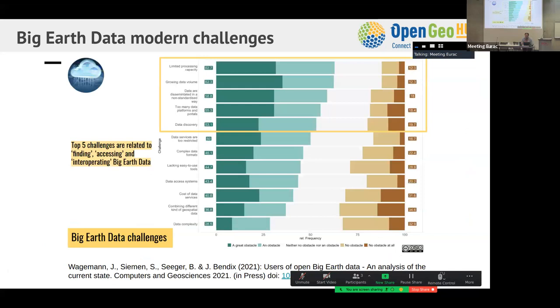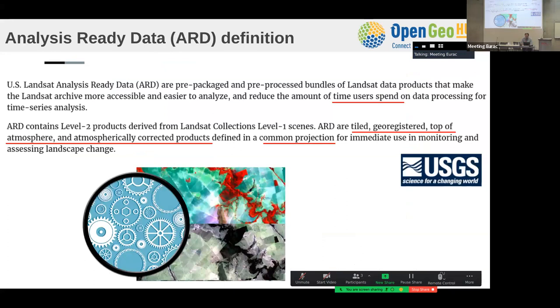So that's something we would like to also do with the OpenLandMap. The other thing in OpenLandMap we're very interested in is, if you remember the talk by Julia Wagemann on the first day, there are these top five problems of the modern challenges of bigger data. And one of them is too many data platforms and portals and data discovery. So that comes very, very high. So I'm going to talk about how we try to resolve that.